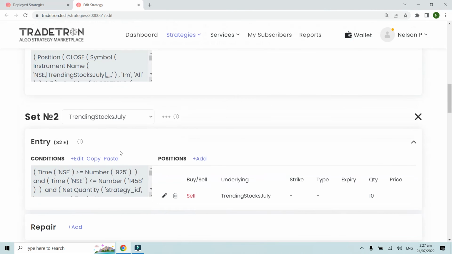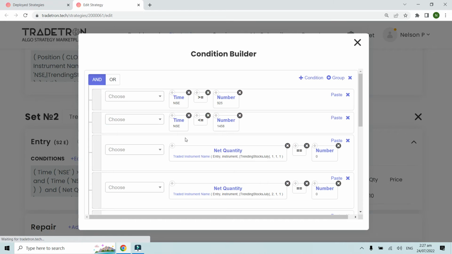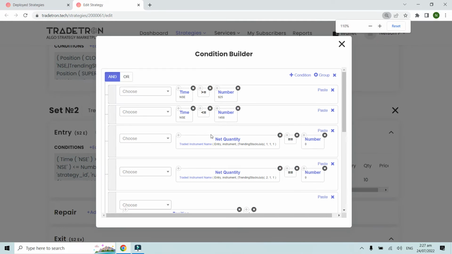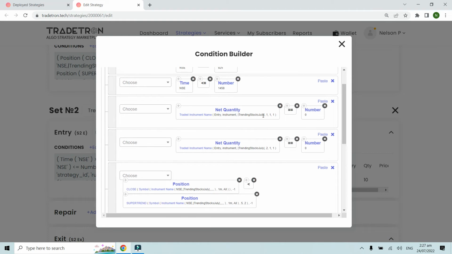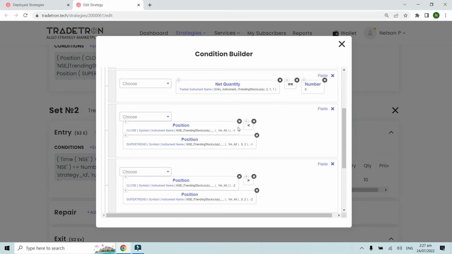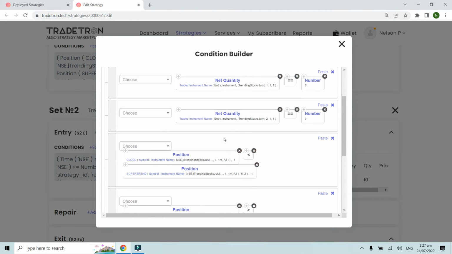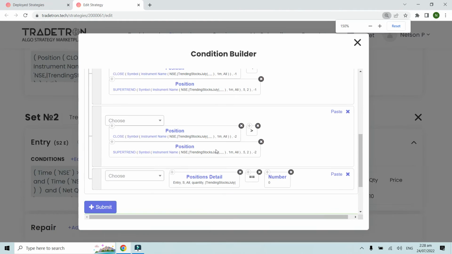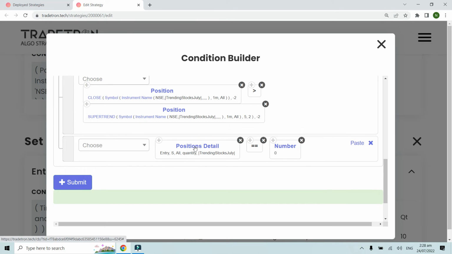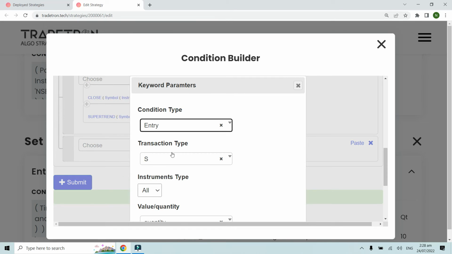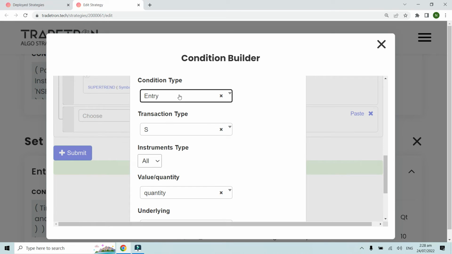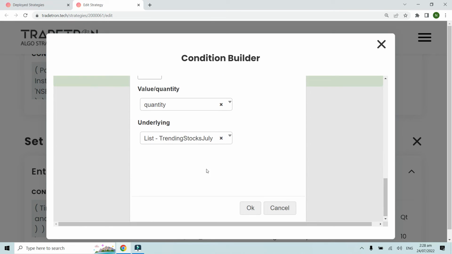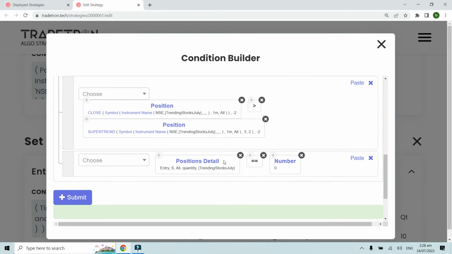All right, and at the same time in set number 2 we have put a similar entry condition as set number 1, that is, net quantity of 111 and 211 should be 0, and it should be a downside crossover. So basically the exit of the first set is equal to the entry of the second set, that is the short side. And over here as you can see we have used the opposite of positions detail. Since we are checking the sell quantity, we are saying the entry sell quantity list is equal to 0.